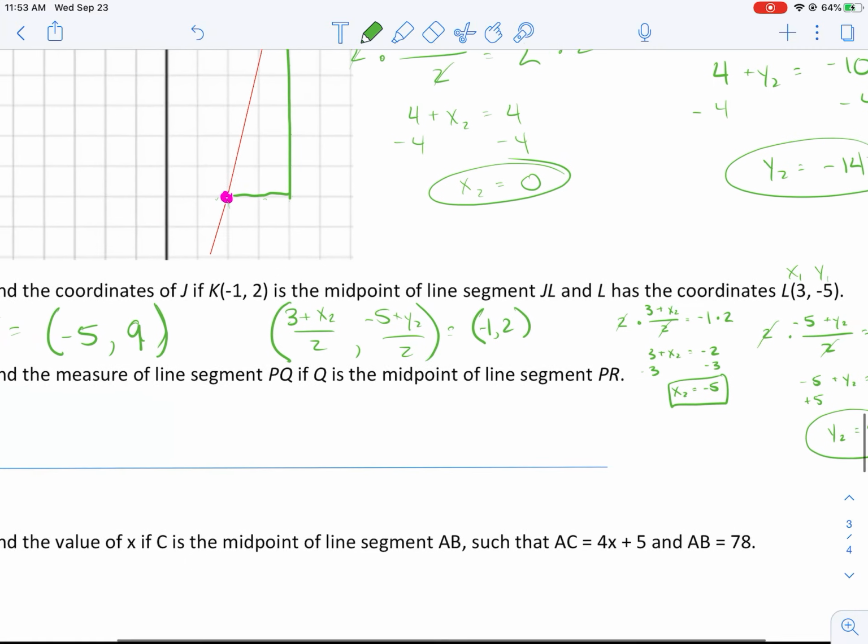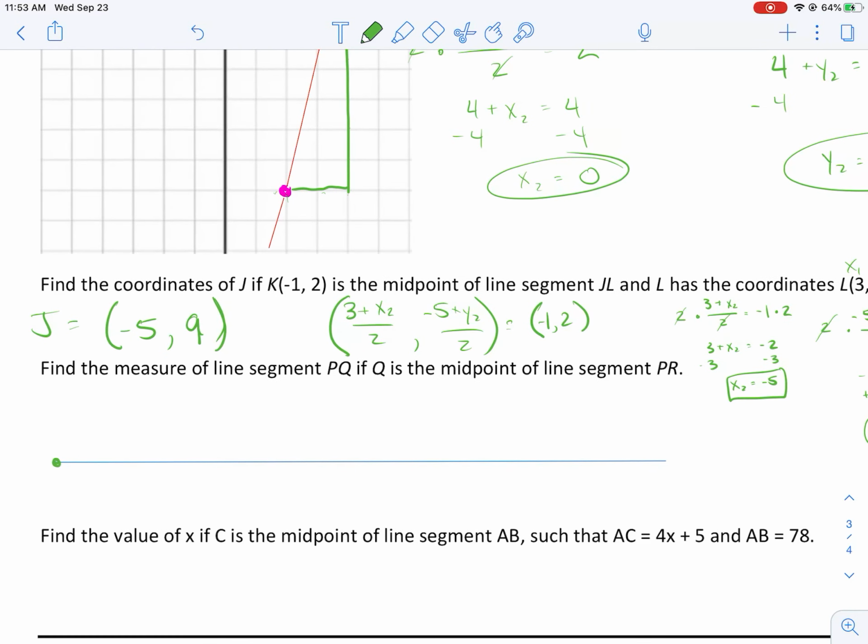Okay. So this next one says find the measure of line segment PQ if Q is the midpoint of line segment PR. Okay? So here's Q, here's P, here's R. Now, PQ is equal to 9y minus 2. And QR is equal to 14 plus 5y. Okay? These are just expressions.